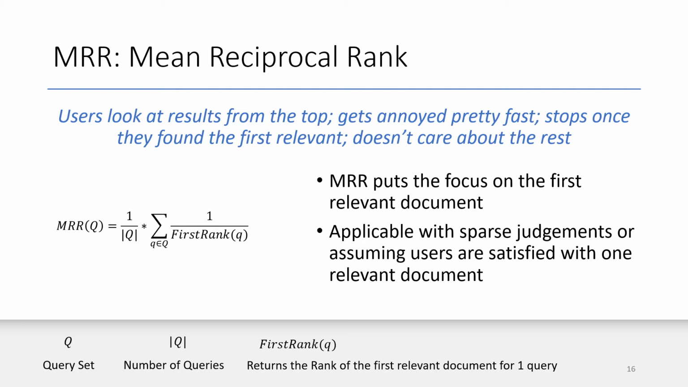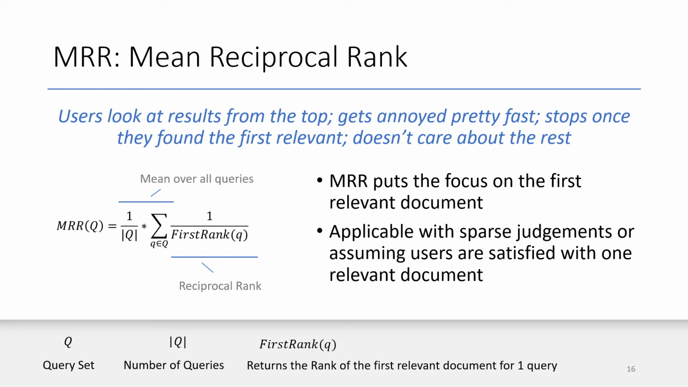So if we take a closer look at the MRR formula, we can see that the first part is just a mean over all queries in our query set Q, and the metric per query is actually 1 divided by the first rank, which is called the reciprocal rank. And this first rank starts at 1. So for 1, it's 1. And for the second rank, it's a half.